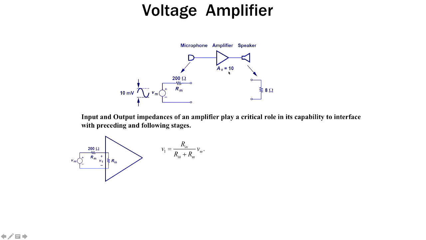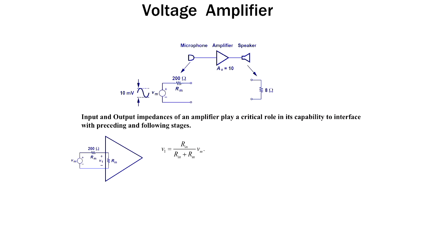That is the reason you designed for gain 10, but you are getting a gain of maybe 5. Why? Because you thought 10 millivolt was coming to the amplifier input, but actually you don't get 10 millivolt. Here you have 10 millivolt, but here you are getting only a fraction of 10 millivolt because of this voltage division. So you have to take into account your input impedance.